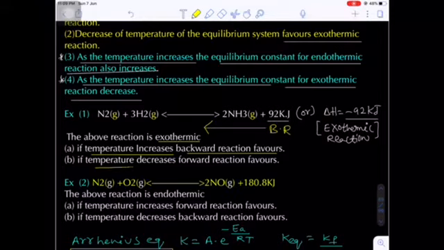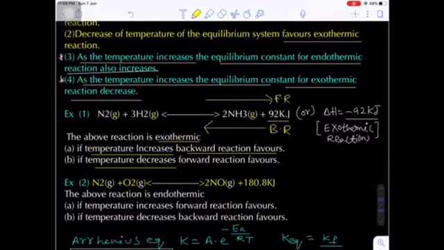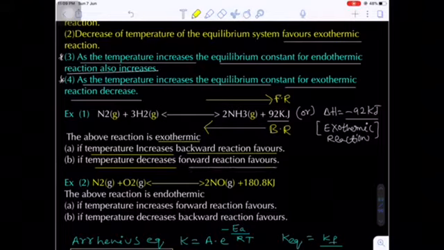Let's suppose you decrease the temperature. The system has to compensate that by releasing heat energy. By releasing heat energy, that means in the forward direction heat energy releases. That means it is favorable in the forward direction. Are you getting my point? So this is very important. This is an exothermic reaction example.